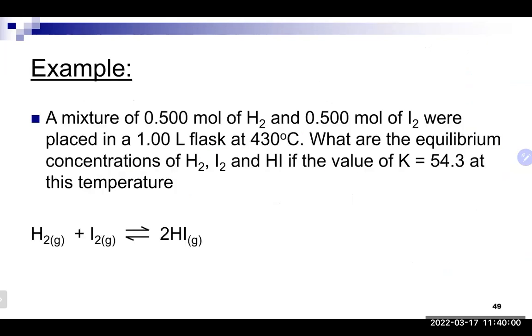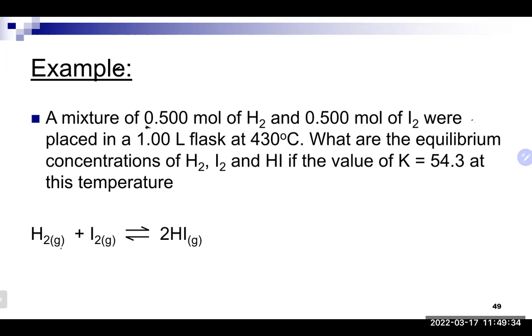All right, well, then let us do some. All right, so we'll start with this one. We have a mixture of 0.5 moles of H2 and 0.5 moles of I2. They're placed in a 1 liter flask. What are the equilibrium concentrations of everybody if the equilibrium constant is 54.3? Proceed, and then we will talk about it, and hopefully everybody will be on the same page.